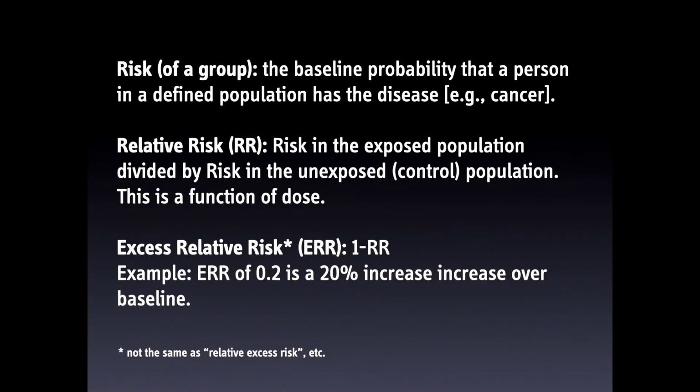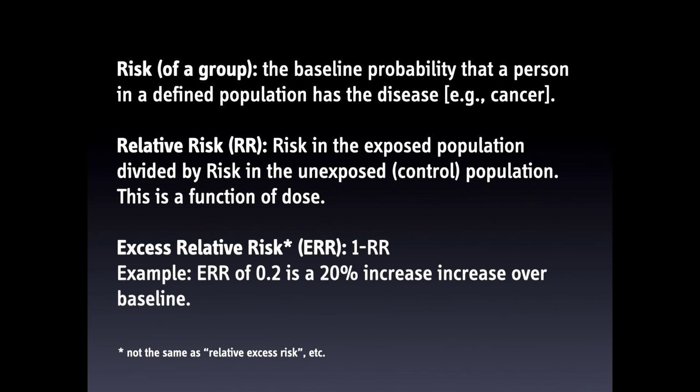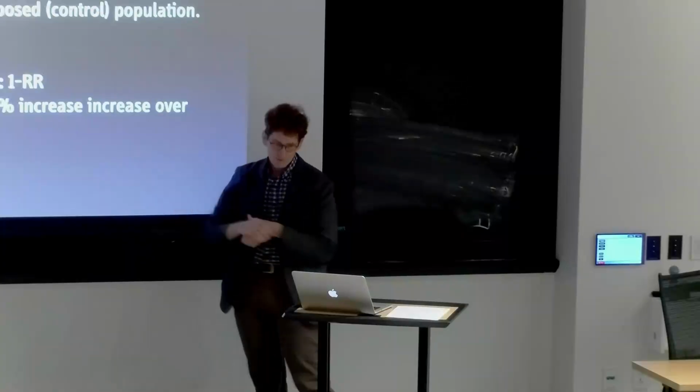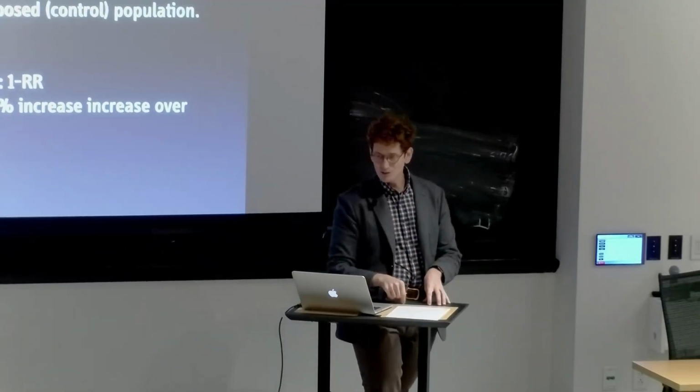We have these definitions. So the first is, what is risk? It's the baseline probability that a person in a defined population has the disease. So you have a baseline risk of cancer, which turns out to be about 20%. It's about 1 in 5 of you will probably get cancer. You have a relative risk, which is to say the risk of the exposed population, in this case to radiation, divided by the risk of the unexposed or control group. This is a function of dose. So here is our first mechanistic choice.